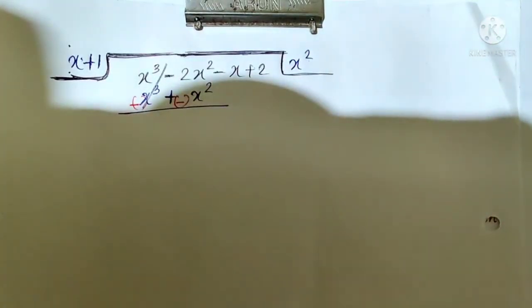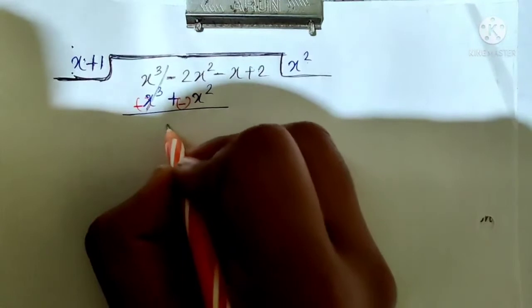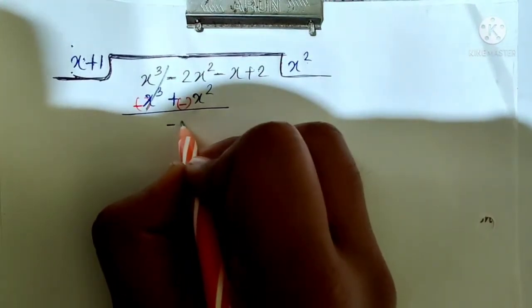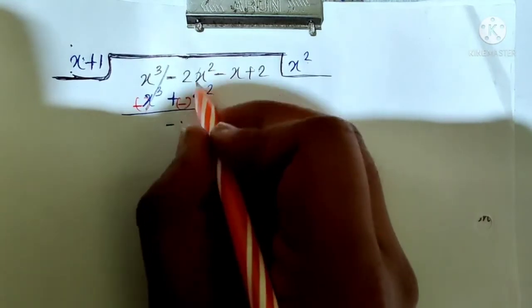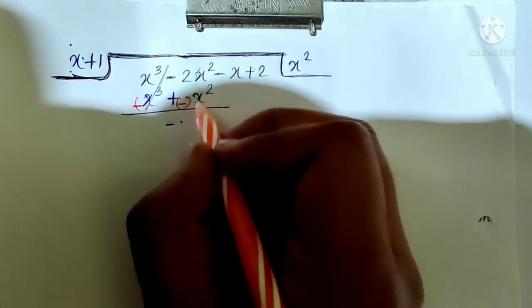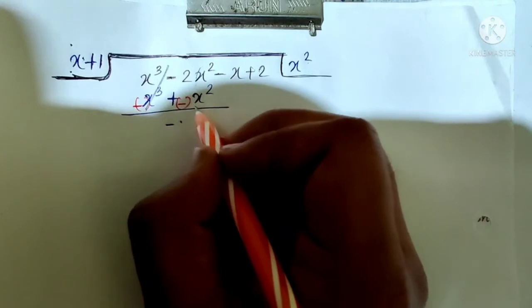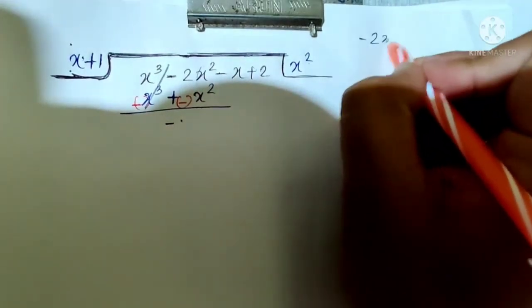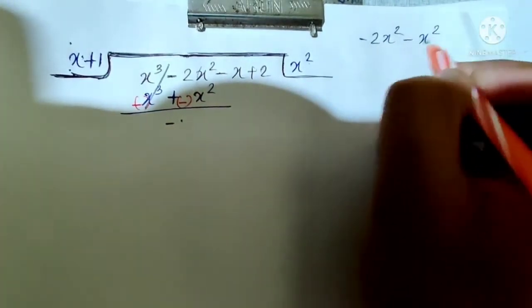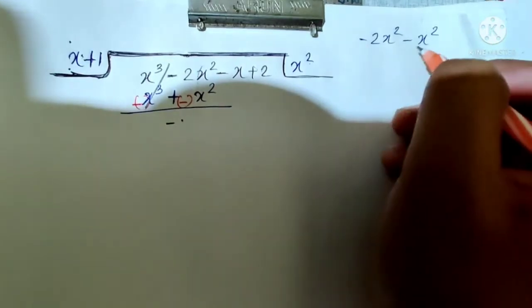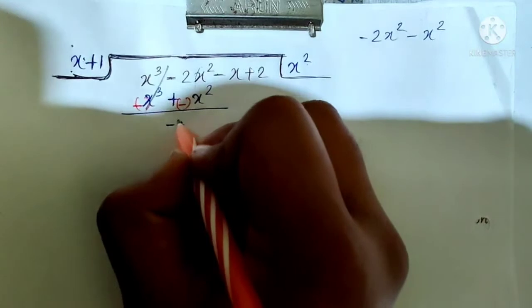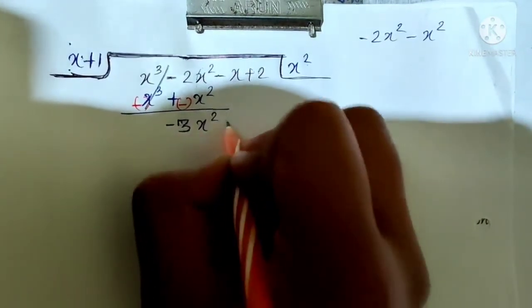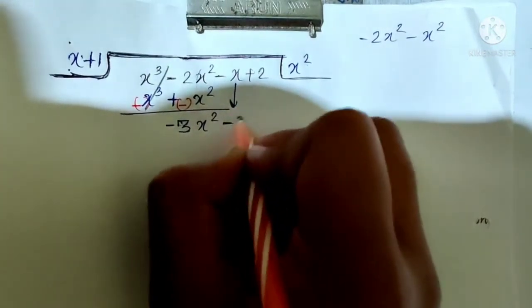So what is left downside? Minus x square and minus 2x square. See, both have the same variable, minus 2x square minus x square, so we can add them. Minus minus plus, so 2x square plus 1x square, how much will it be? It will become 3x square. Minus 3x square, and this will come downside, minus x.